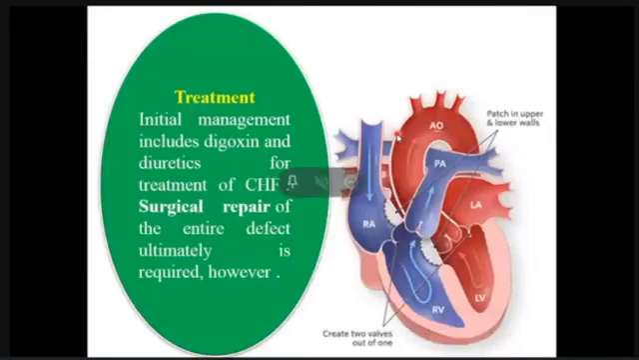Treatment in brief: treatment of heart failure and surgical repair. We will come to the treatment of heart failure later. Surgical repair involves surgical closure of the ISD, as we saw with the ISD, and surgical closure of the VSD, which is usually the earlier type of VSD, and repair of the valves if they are involved.